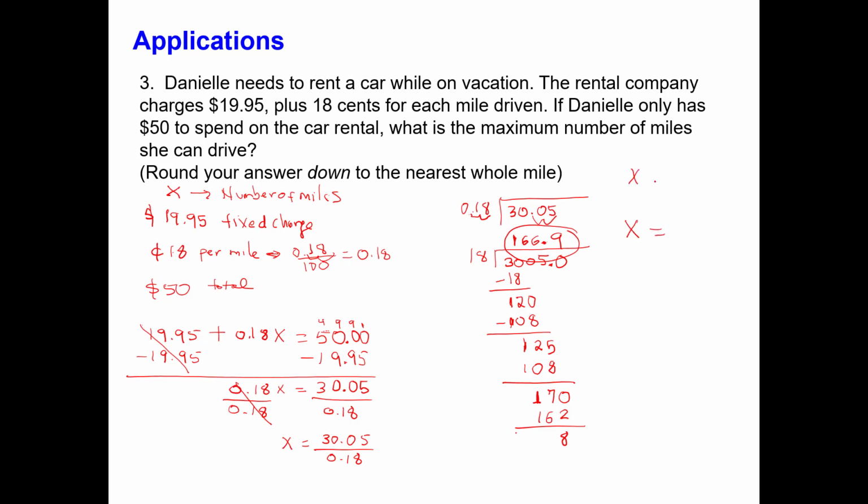And the x value, let me write here the x we found. If we round this number down to the nearest whole number, it will be 166 miles. This is the answer to the problem. The maximum miles she can drive if she has just $15 is 166 miles.